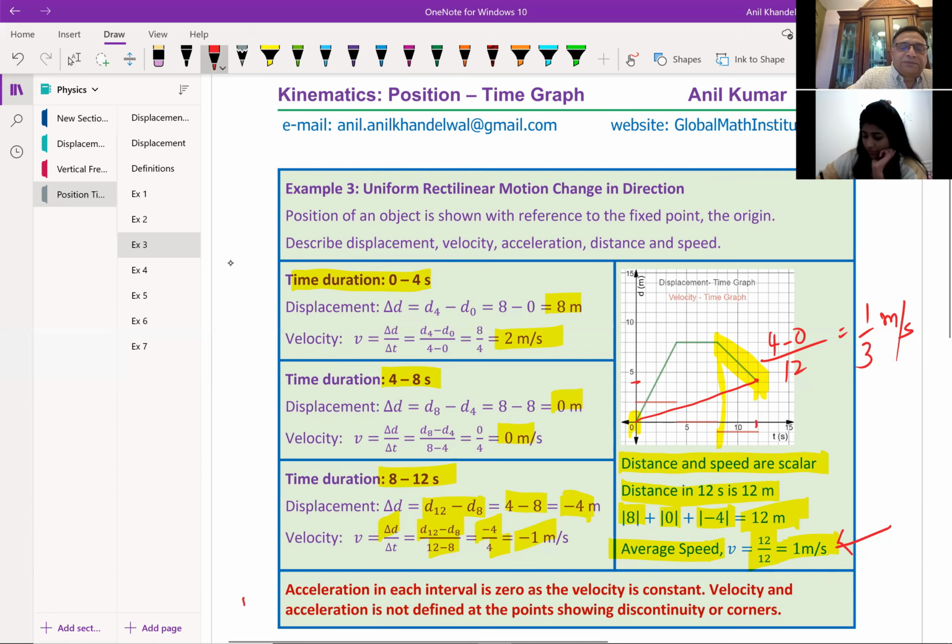So can you please read this part? The red part? Acceleration in each interval is 0, as the velocity is constant. So it is to be noted in this particular example that the average speed may not be the same as the average velocity, correct? Especially when there is a turning point.